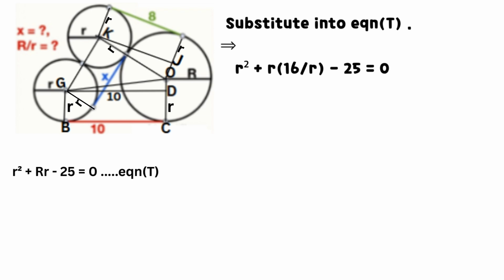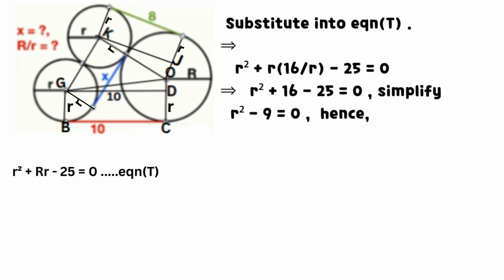Substitute into equation T. This implies that the sum of the square of small r and small r times 16 divided by small r minus 25 equals 0. Simplify to obtain an equation shown on the screen. That is, the square of small r minus 9 equals 0. Make the square of small r the subject of the equation and find the square root of the new equation. We obtained that small r equals plus or minus 3.